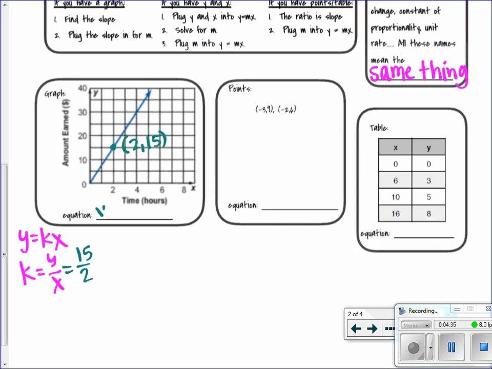Okay, so plugging in for our equation, y equals 15 halves x, and that's it. We've got direct variation. It's the same as slope-intercept form, it's just that the y-intercept is what? 0. So there's nothing after it.